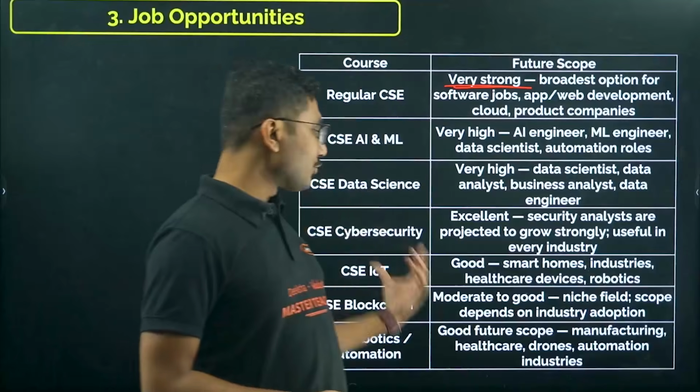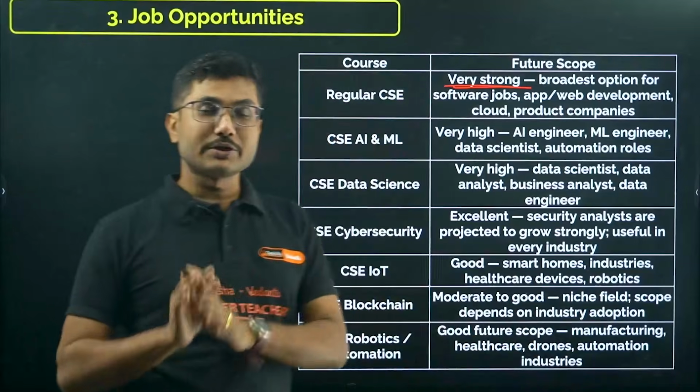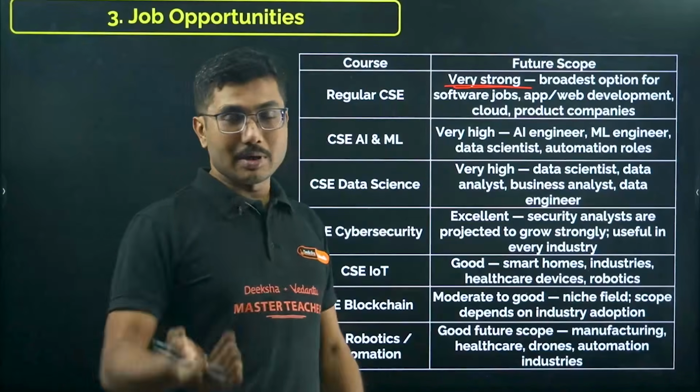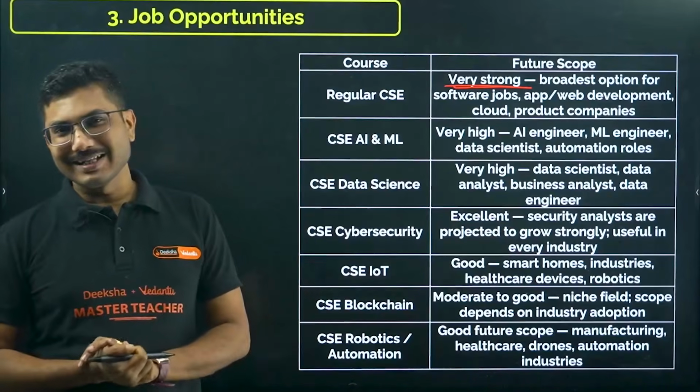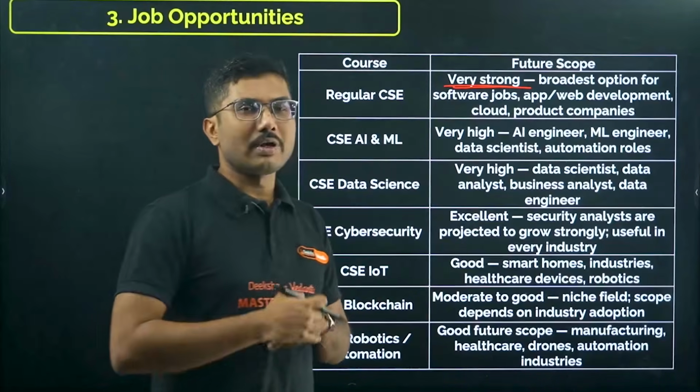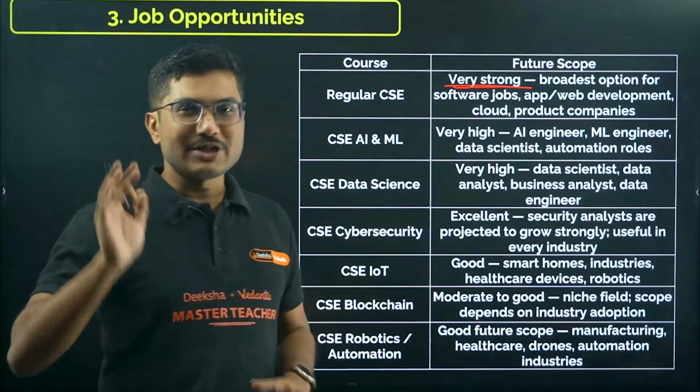Robotics, future is good. Okay, future scope is good, but as I mentioned, with robotics you do not see a lot of robots roaming around here and there. So it's a developing field. Developing field means the scope can change with time.